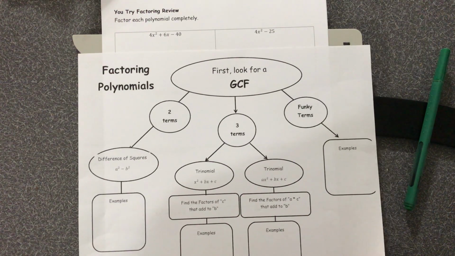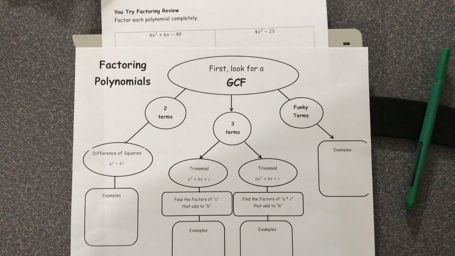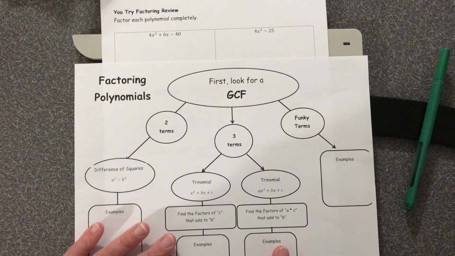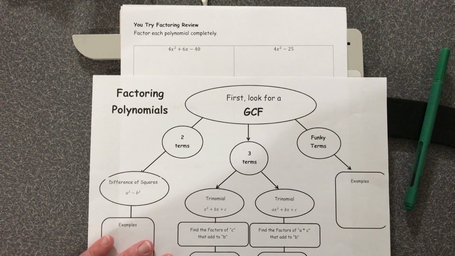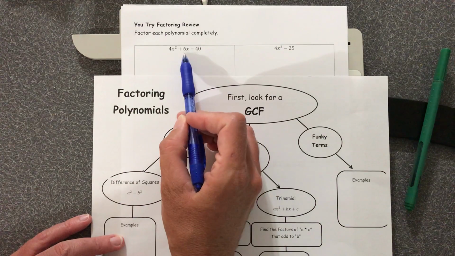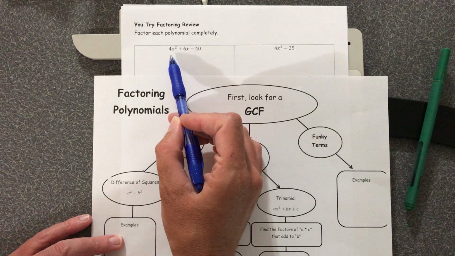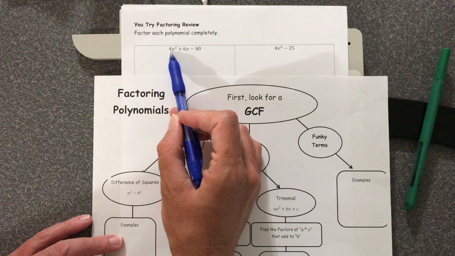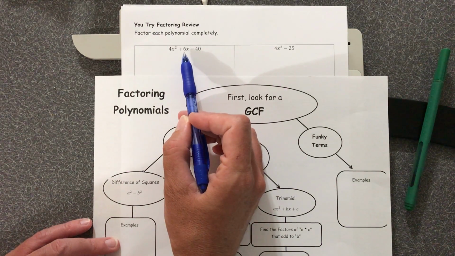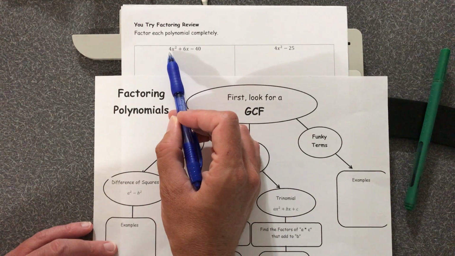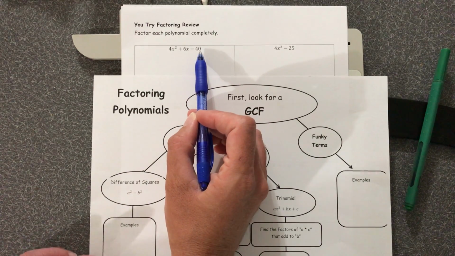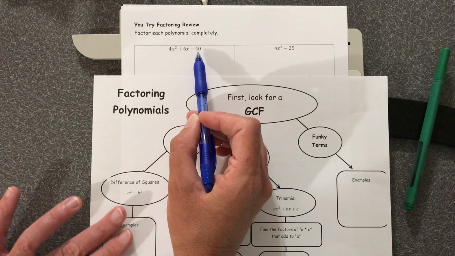So notice in our flowchart, the first bubble says to first look for a GCF. So in this first example here, 4x squared plus 6x minus 40, do we have a GCF? Is there a number or term that all 3 of these terms have in common? I'm going to start with my 4 here. 4 will go into 40 and 4 will go into 4, but 4 won't go into 6. So we don't have a GCF of 4. But what about 2? 2 will go into all 3 of these terms. So it looks like we have a GCF of 2.